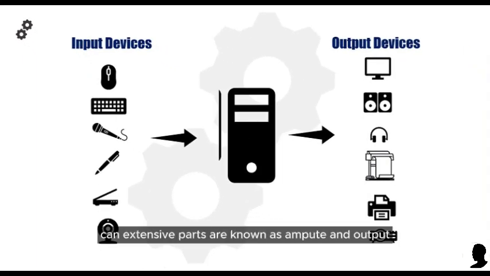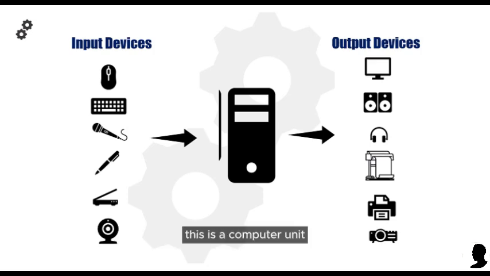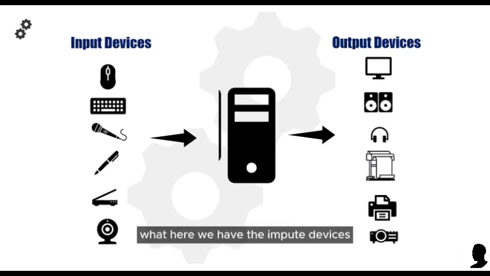Other basic and extensive parts are known as input and output. This is a computer unit. Here we have the input devices. The mouse is an input device. The keyboard is an input device. The microphone is an input device. The pen is an input device. The scanner is an input device. Your webcam is an input device.